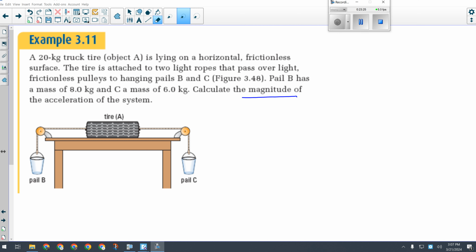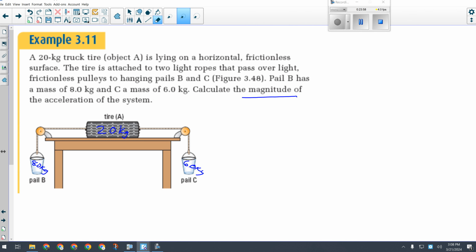So with this one, since they want the magnitude of the acceleration of the system, the first thing I want to do is draw on all the forces and then figure out, do I need to calculate that by finding one part of it, or by using the whole thing? You figure that out by looking at what forces you know. They tell me that pail C is 6 kilograms, pail B is 8 kilograms, and the tire is 20 kilograms.